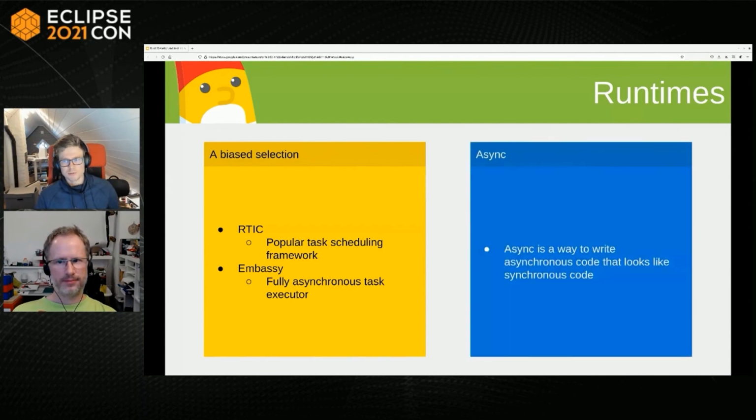Rust also has support for writing asynchronous code in a synchronous way called async await. This allows for writing very power-efficient code where a task can automatically yield execution when waiting for I/O, and the executor can then put the microcontroller to sleep until it's woken up by an external event, such as an interrupt.